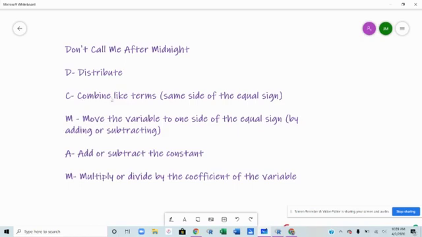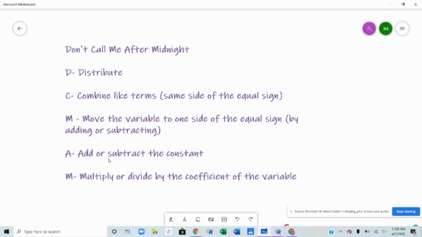C stands for combine like terms. Remember, like terms are on the same side of the equal sign. So if you have any like terms, that would be the next thing you would do. The first M stands for move the variable to one side of the equal sign. So if we have variables on both sides, you pick one and move it to the other side. You move it by either adding or subtracting that term.